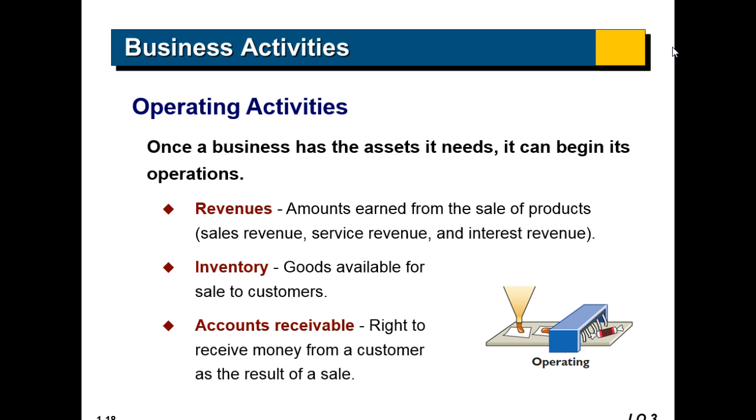Operating activities are really the big bulk of what we're going to pay attention to. The operating activities are why that business is in existence. Once a business has the assets it needs, it begins making money by either selling products or providing services, and that money that they make are going to be called revenues. If there's products that they're going to be selling, there's inventory, which is also a resource or an asset. And then there's accounts receivable. So let's just say that I am providing a service, and after I've provided that service, you need to give me money as a result of that service I've provided. And so receivables are the right to collect money from a customer based on a sale, be it selling of goods or performing services.